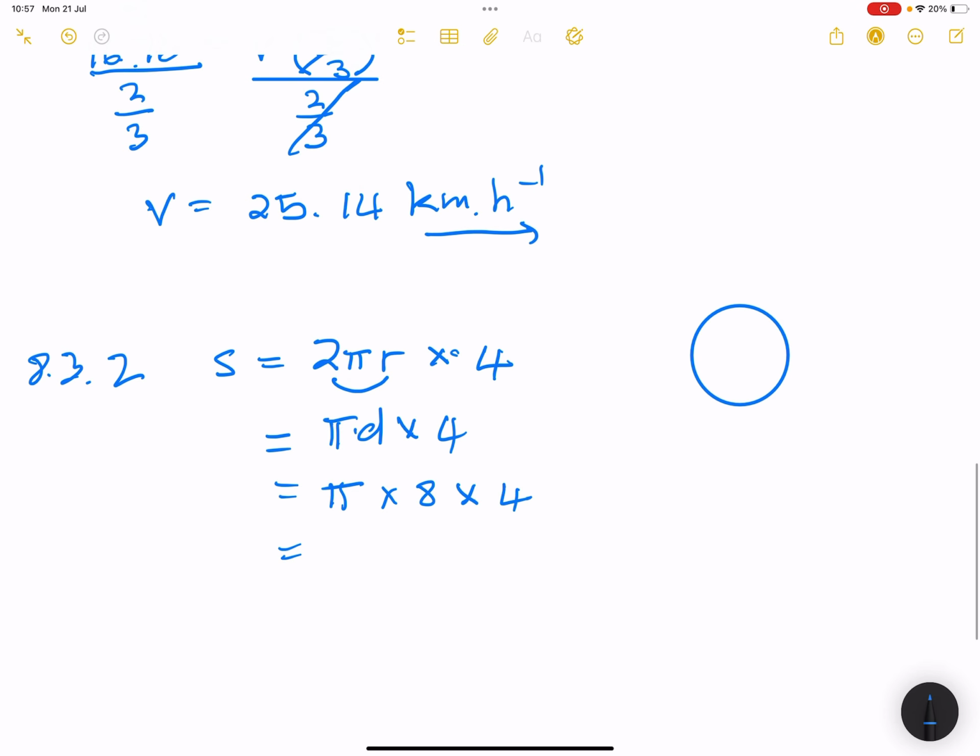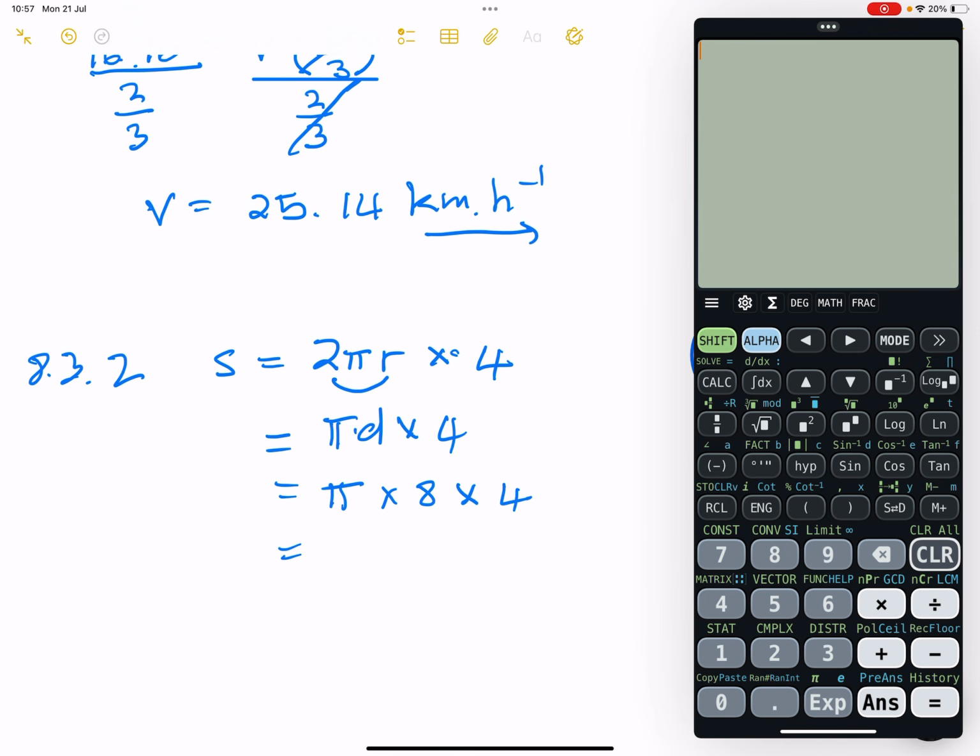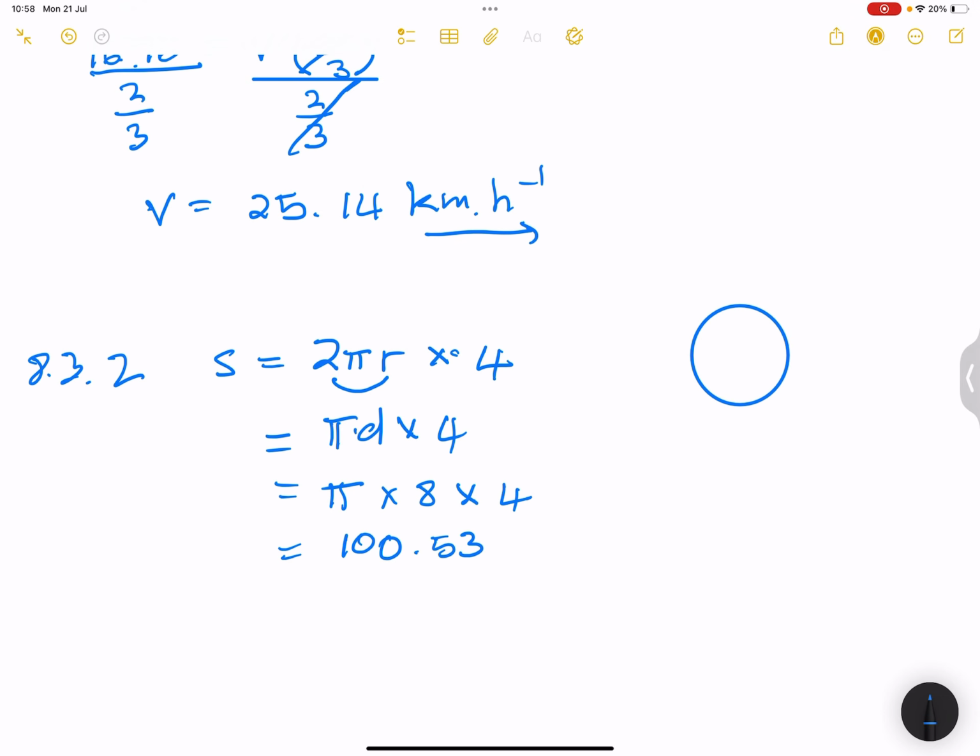Let's calculate that quickly. That's pi multiplied by 8, diameter, multiplied by 4. There's 4 revolutions. Okay, so in this case, that's the total distance that I have found. So that's 100.53.